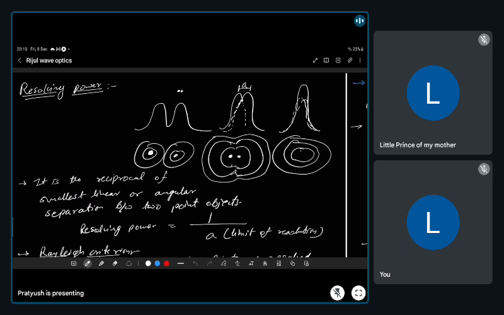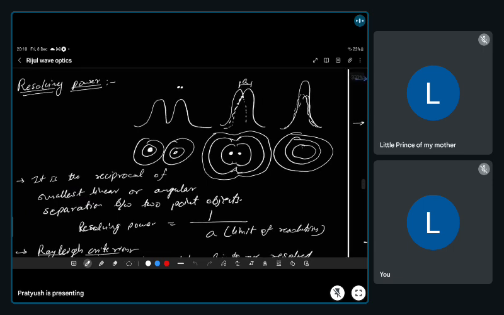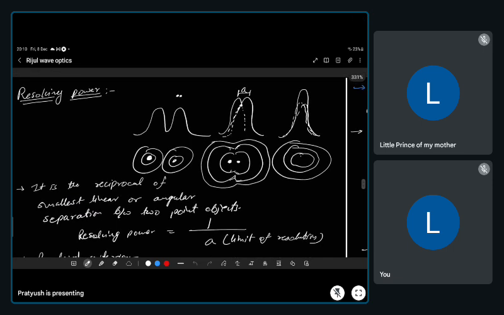At least this much angle must be formed. That is called the limit of resolution, that angle. And resolving power is defined as the reciprocal of this smallest angular separation to see two objects distinctly. Take it down now.